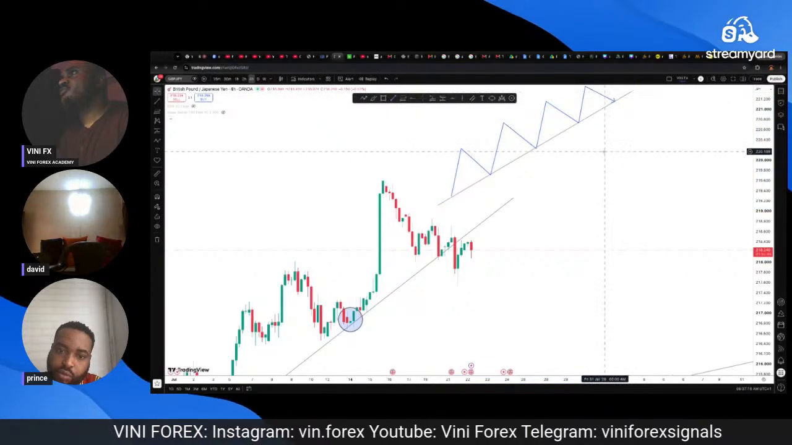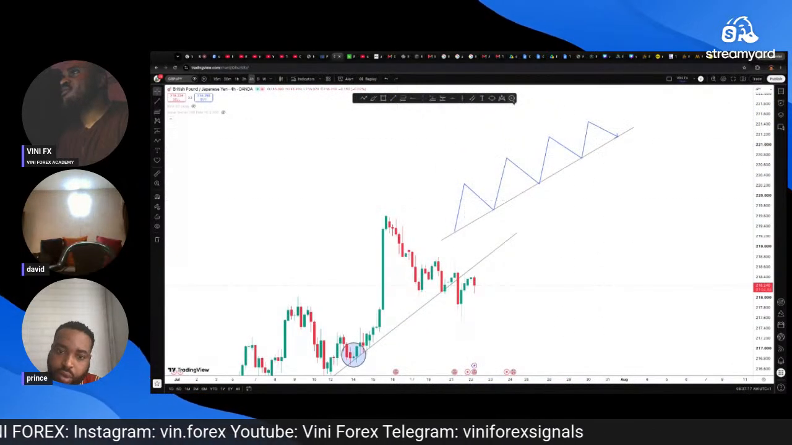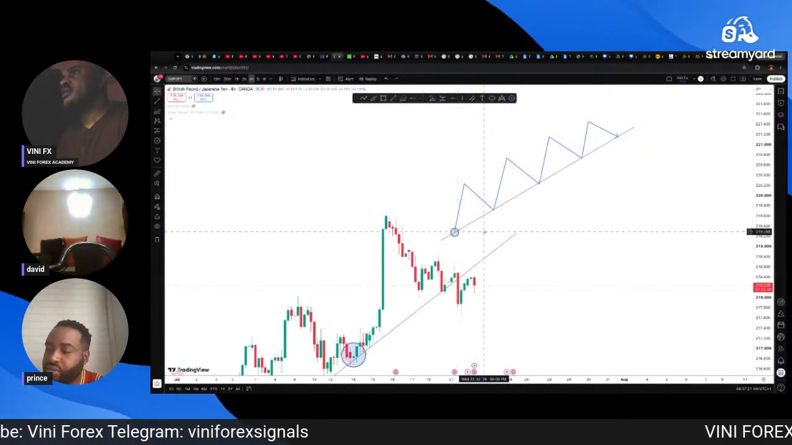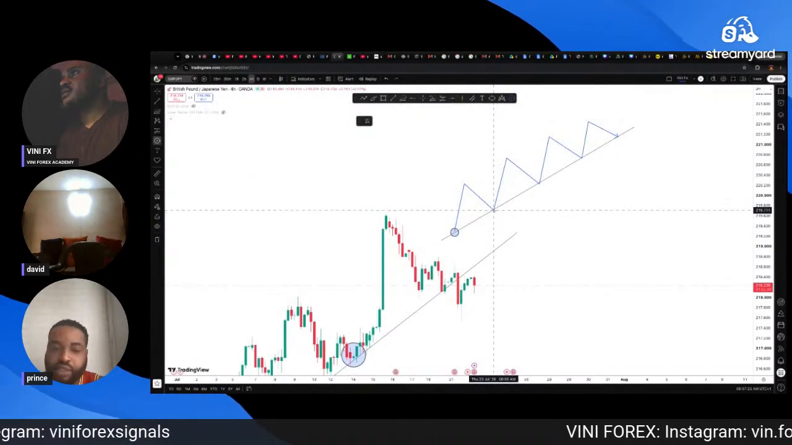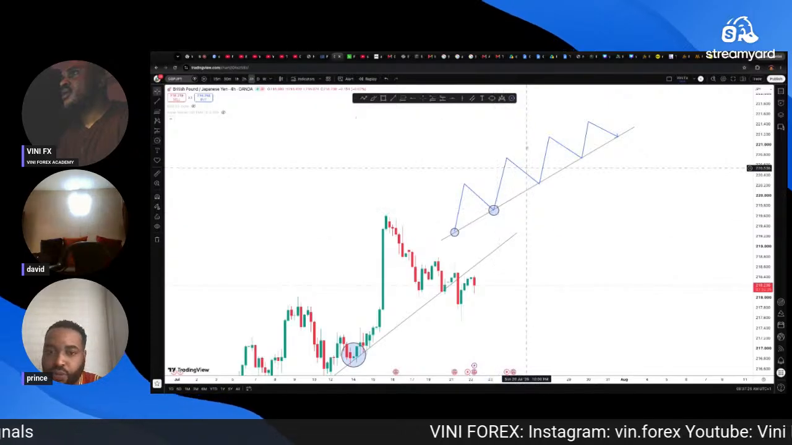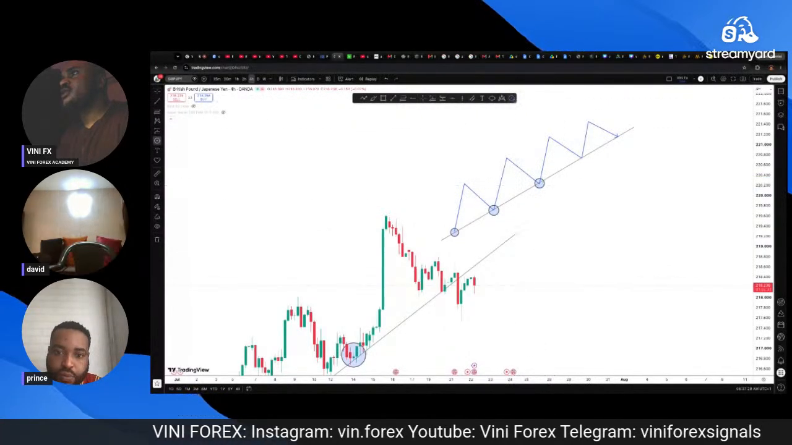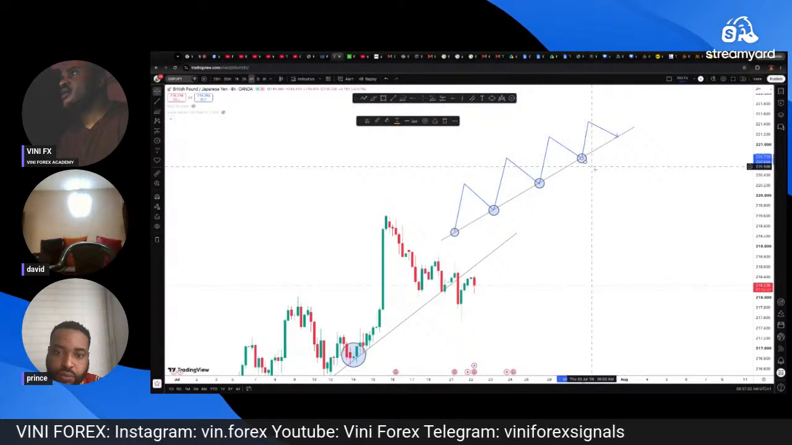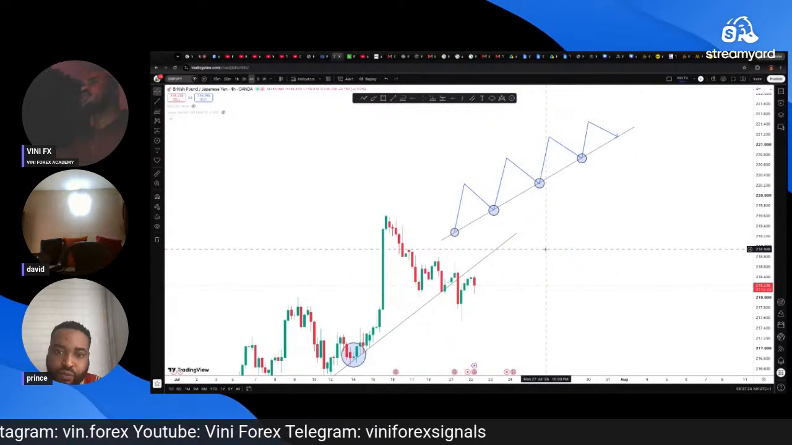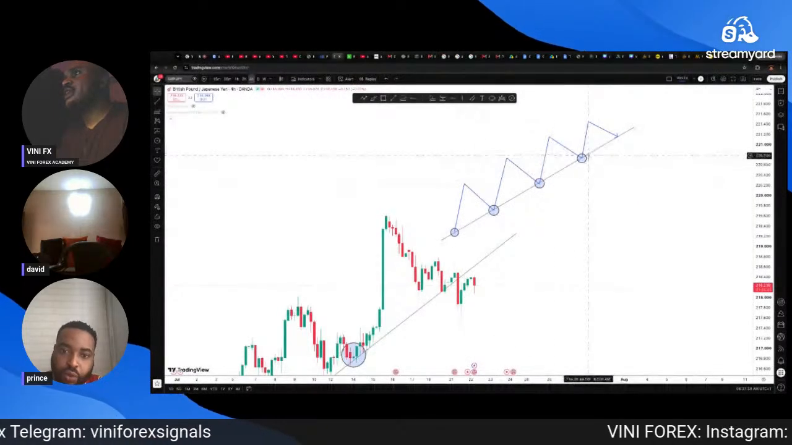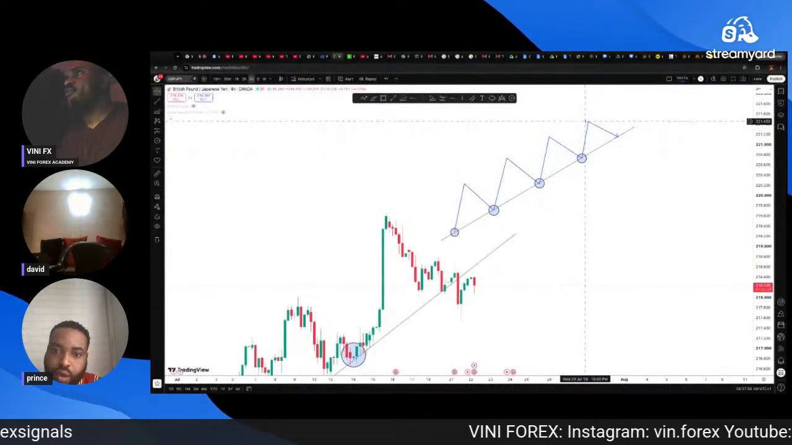On this now, how many touches do I have? You can see that I have first touch here. Are you seeing that? Yes, sir. Second touch here. Third touch here. Fourth touch here. So what do you see on this that I just drew? I see that at every point the price comes back to that trend line, the trend line pushes the price up.